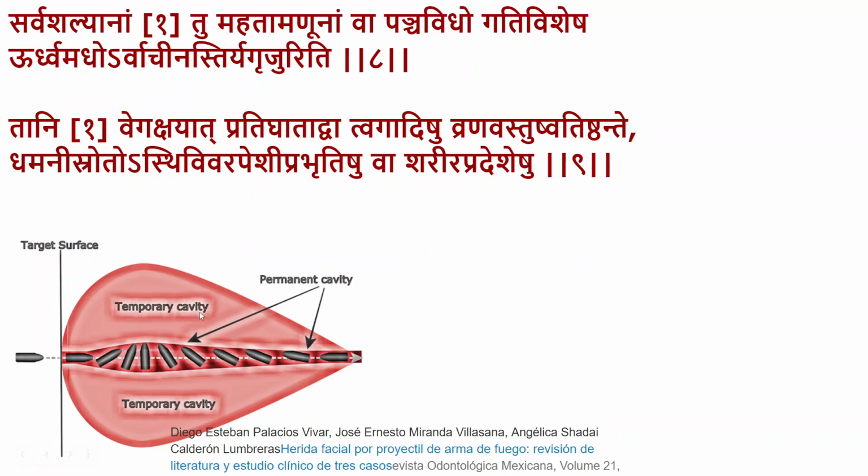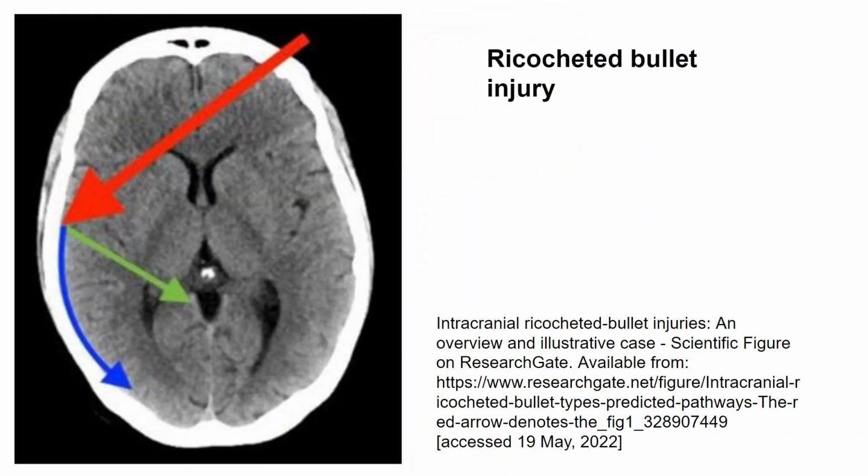Now, the reason why it can produce these types of deflections, Sushruta says, Tani Begakshayata, because once it hits the resistance, the speed or the momentum could be reduced. Pratighatadva, or just a very strong resistance, and hence it can just get ricocheted. Or Togadishu Ranavastushu Avatishtante, Dhamani Sloto Asti Vivarpeshi Prabhutishu Sharira Pradesheshu. Either that missile injury, that high speed injury, the object may fall off, or it may get retained in any of the structures of the body and they need to be assessed.